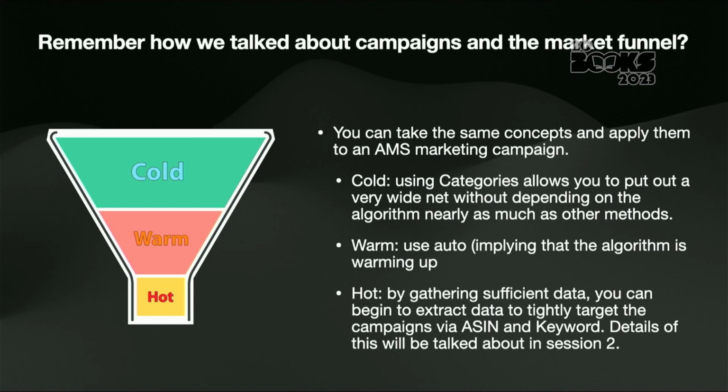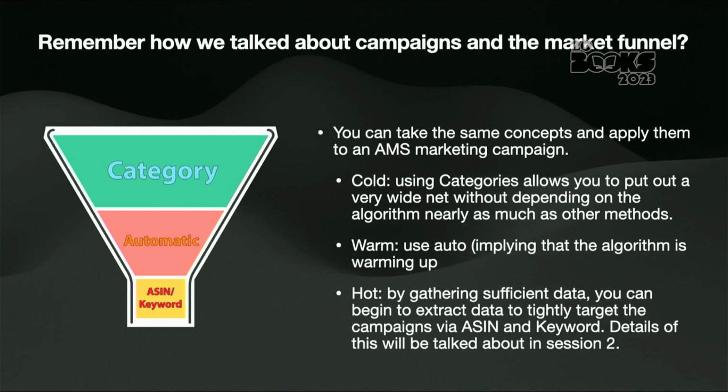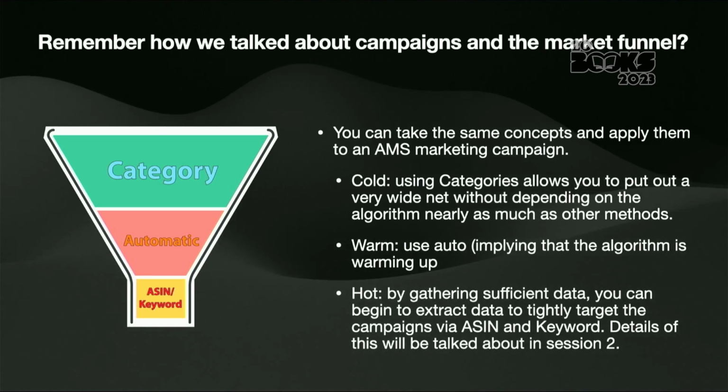Again, cold, warm, hot. The analog to the cold, warm, hot thing is, and this is certainly new for this session, category, automatic, and ASIN and keywords. And these are types of marketing campaigns in Amazon. And I explain it here.